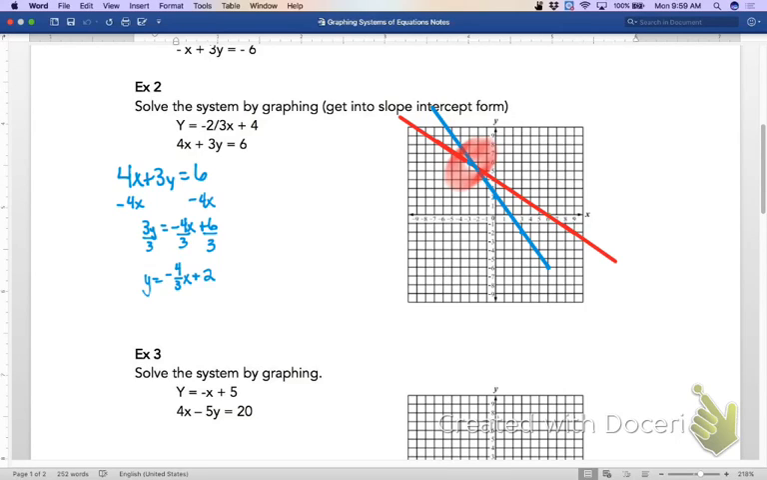So what's my solution? 6, negative 3? Negative 3, 6. There you go. Remember, we always go with our x value first. So negative 3, positive 6.